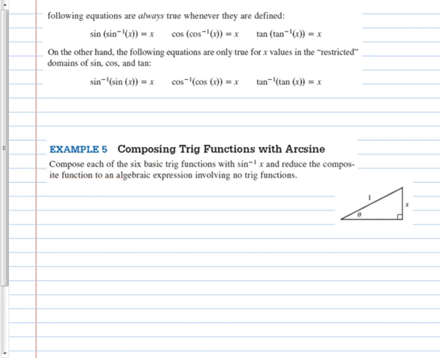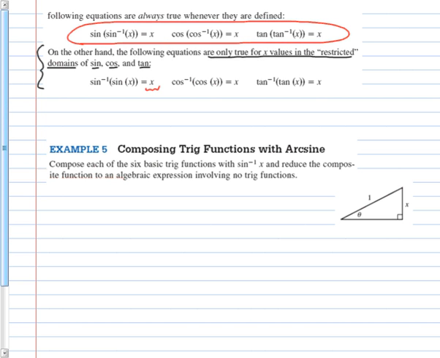Okay, right here, I want to start with this part first. These equations are only true for x values in the restricted domains of sine, cosine, tangent. The inverse sine of the sine of x will simply be x, as long as it is in the restricted domain. If it's not in the restricted domain, then we have to redraw it and figure out the related angle.